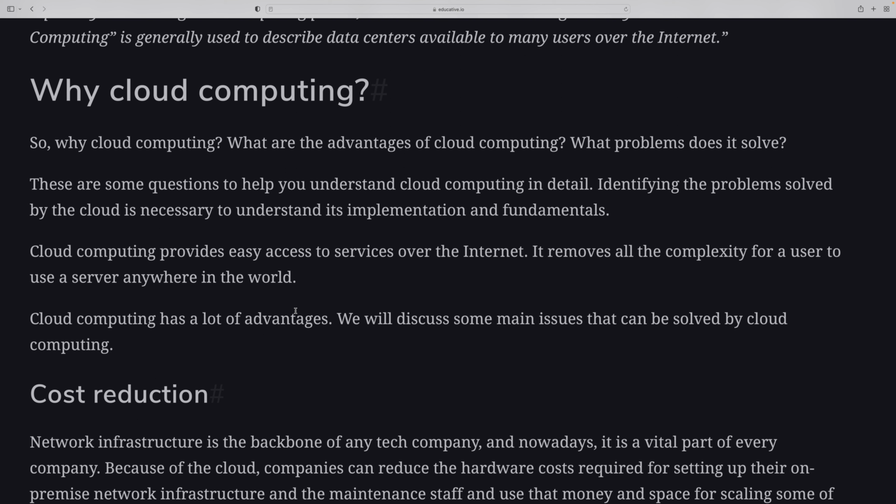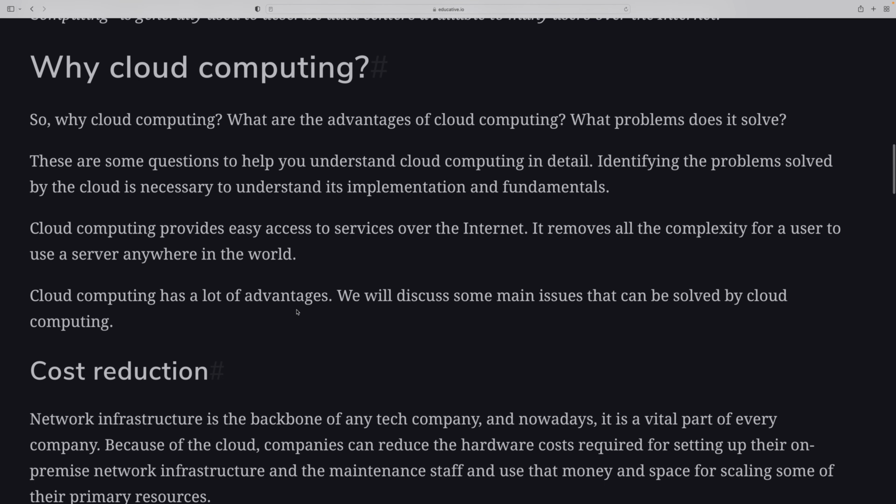Cloud computing provides easy access to services over the internet. It removes all the complexity for a user to use a server anywhere in the world. So previously, I remember when I started my job, I used to go to my office every day and work till midnight, because there was no cloud computing. We had to access everything inside the office.